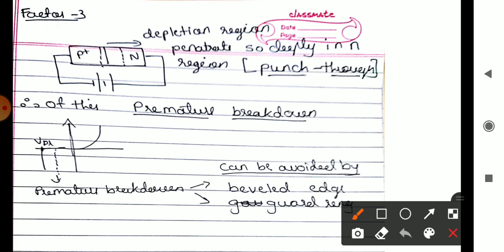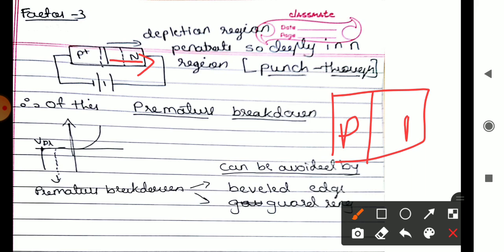The charge carriers will gain energy such that the depletion region will penetrate throughout this N region. If this is our P region and this is our N region, with the depletion region from the N side and the same depletion region from the P side, then because of the applied voltage as well as the heavily doped region, the depletion region will penetrate throughout this.